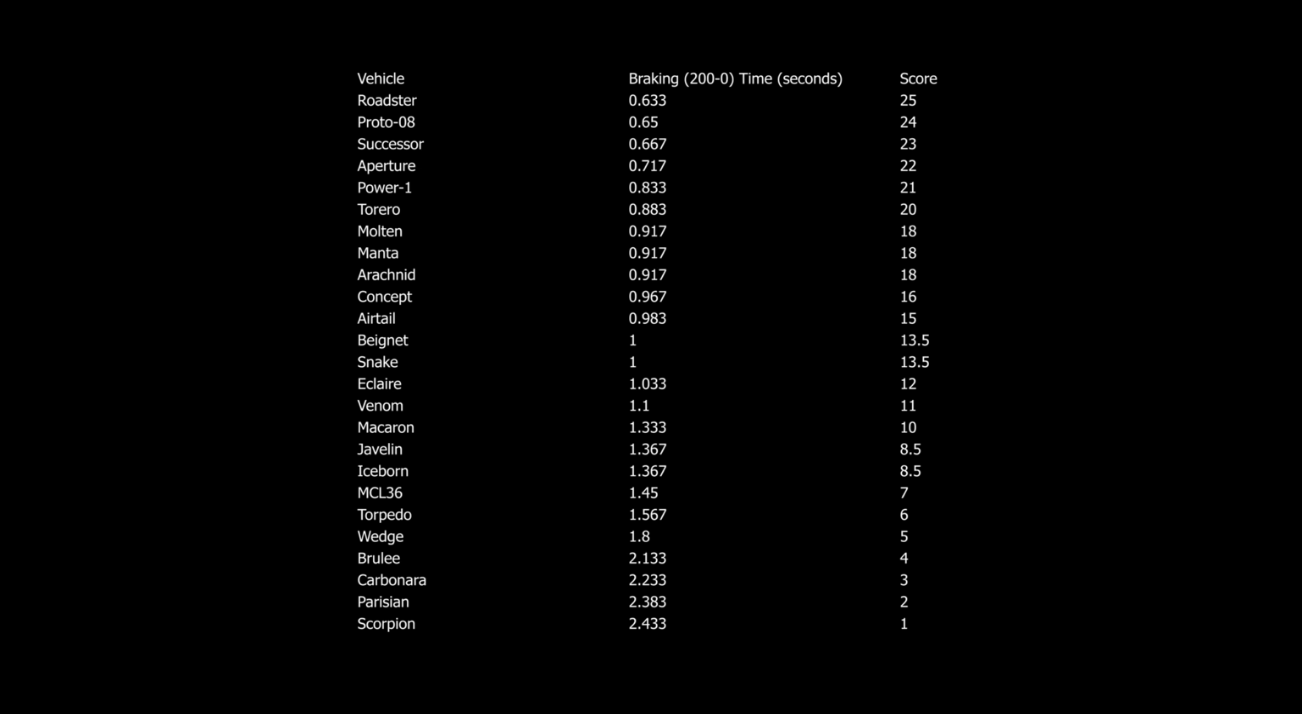That was pretty quick. The fastest vehicle was the Roadster, going from 200 to 0 in just over 6/10 of a second, and the slowest was the Scorpion, taking almost 2.5 seconds.